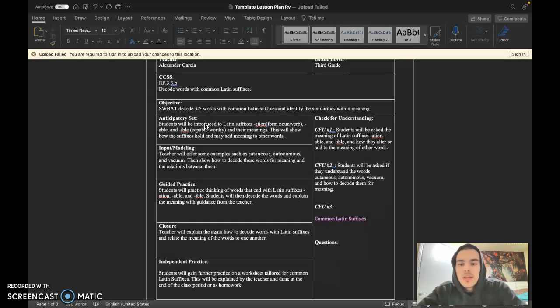Moving on to the objective, students will be able to decode 3 to 5 words with common Latin suffixes and identify the similarities within meaning. So we want students to be able to recognize and decode words that have Latin suffixes. This is the main idea here, to teach students how Latin suffixes affect the meaning of base and root words in English, and how they change or add to the meaning of those words.